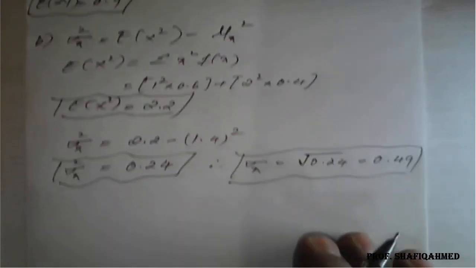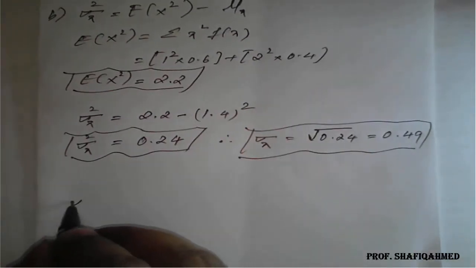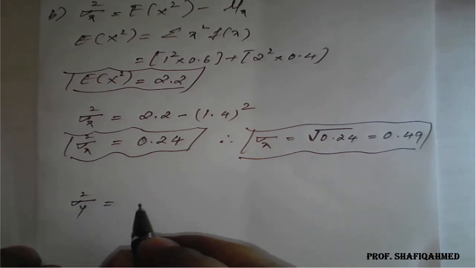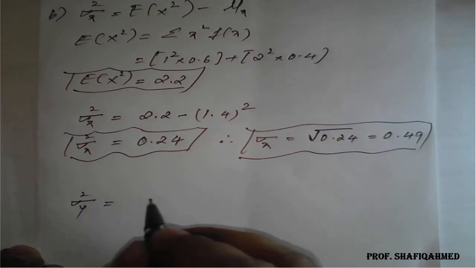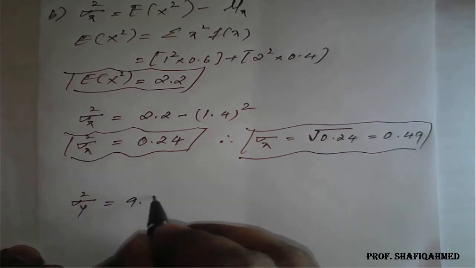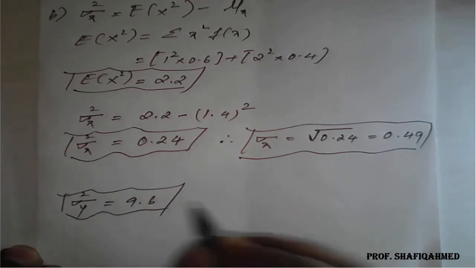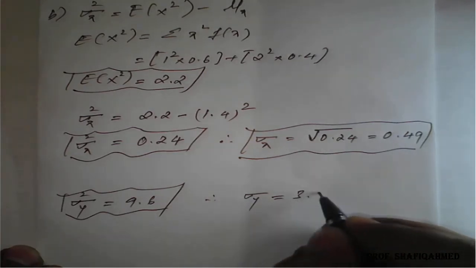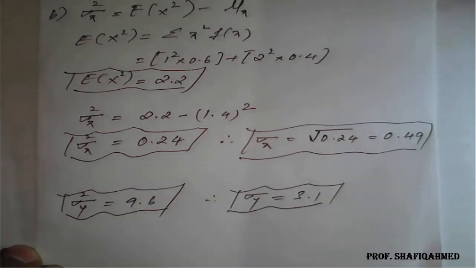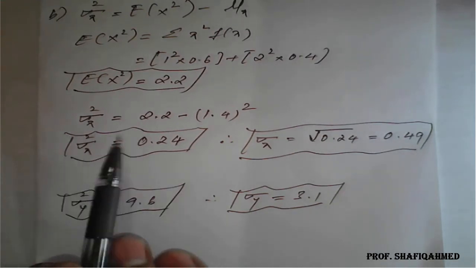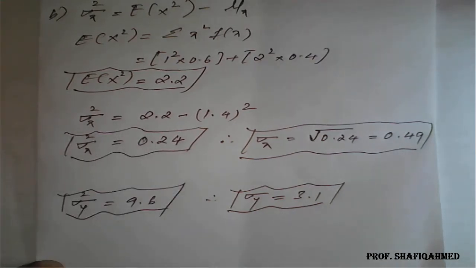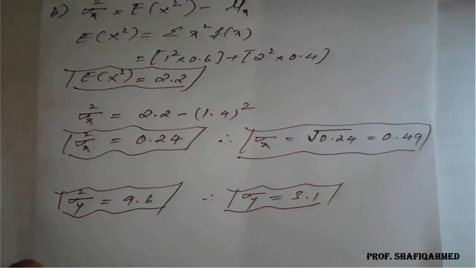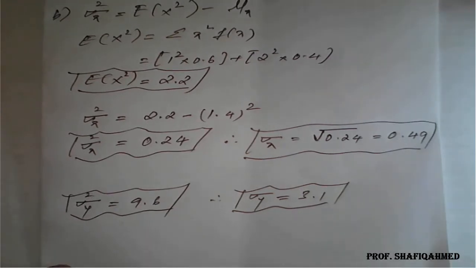Similarly, on simplification, variance of y I will write here directly: it will be 9.6, you calculate and check. Therefore standard deviation of y will be 3.1. So we got the second one. We needed to calculate standard deviation of x as well as y as per the question. Next we need to find the covariance.